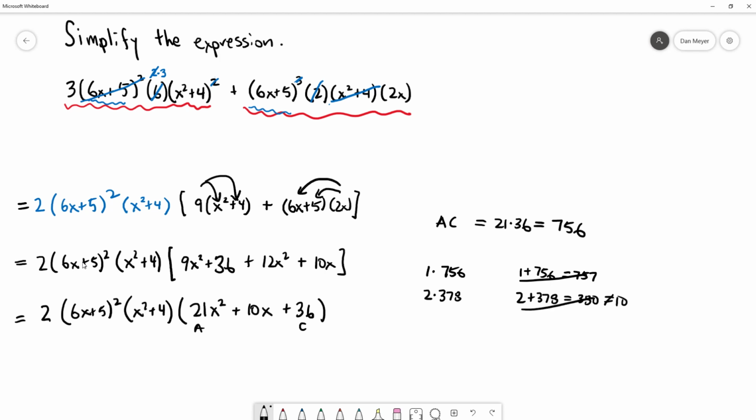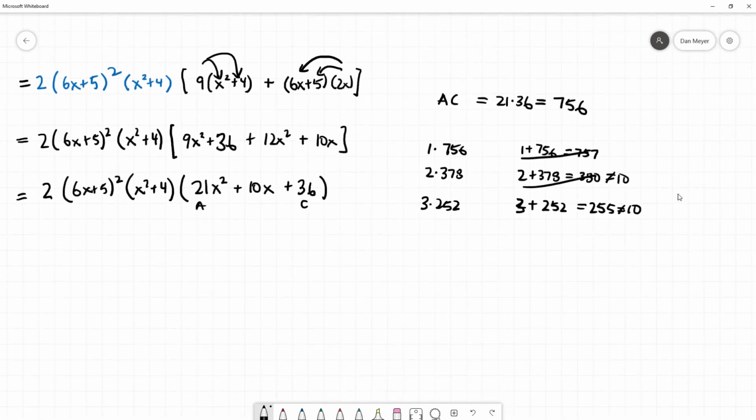Let's see. 378. Is this thing divisible by... Yeah, this is actually divisible by 3. If I take 756 and divide it by 3, I get 252. So this is 3 times 252. When I do 3 plus 252, I get 255, which is not 10. So we got to keep going here.